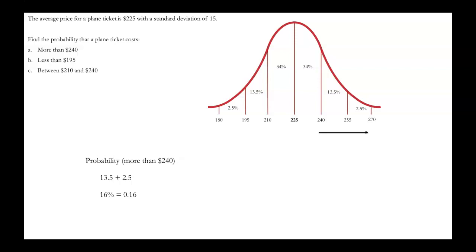Now, remember, we already touched on this a little bit earlier. Percentages are different than probabilities. So if they want to know the percent chance that a plane ticket costs more than $240, that's 16%. However, they're asking, what's the probability that a plane ticket costs more than $240? That's when we need to turn our percentage into a decimal. So 16% as a decimal is 0.16.